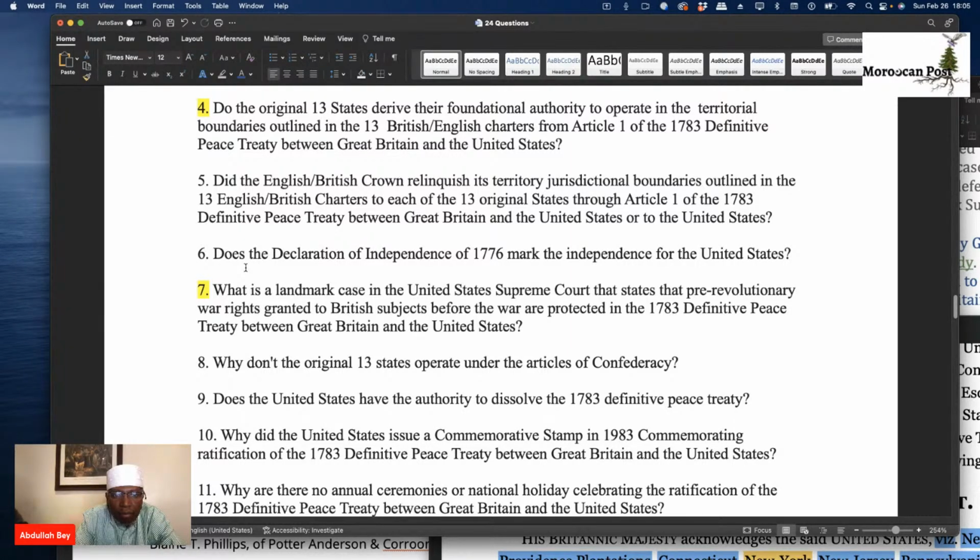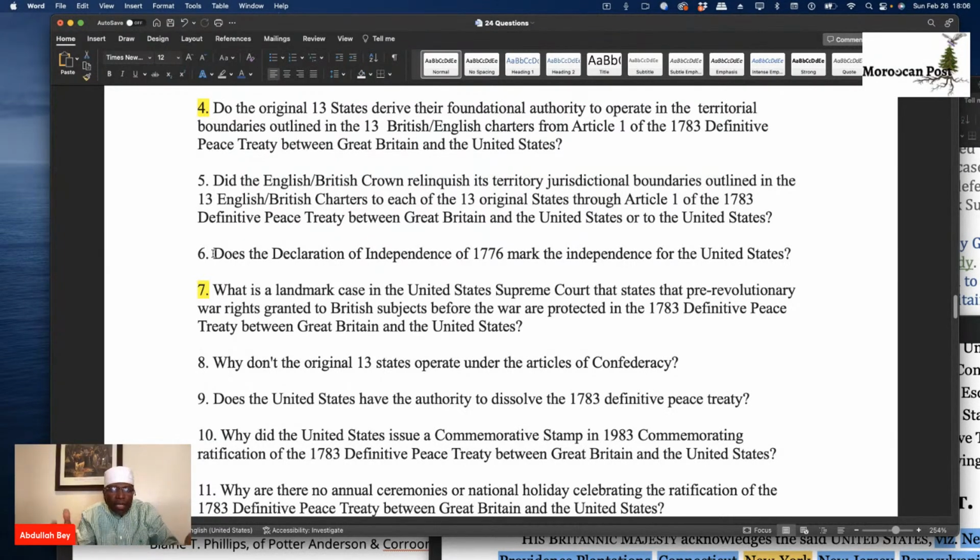Question number 6. Does the Declaration of Independence of 1776 mark the independence for the United States? All right. So the 13 colonies and the land boundaries were the Moorish territory that's outlined in the royal charters, the proprietary charters, and the company charters. In 1776, they were not allowed. The Declaration of Independence did not authorize them to operate in the boundaries of the 13 colony charters.